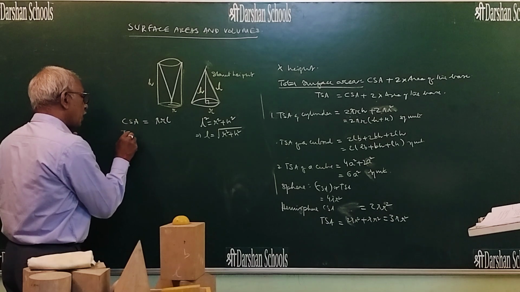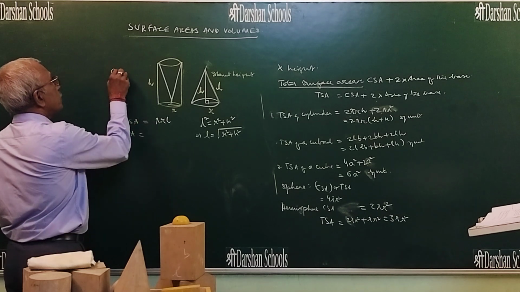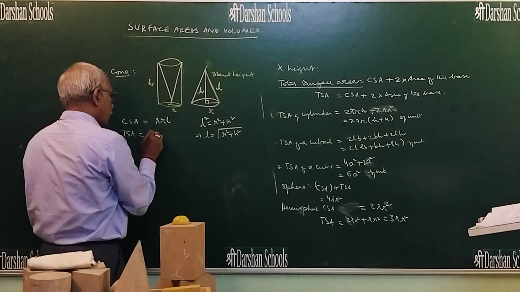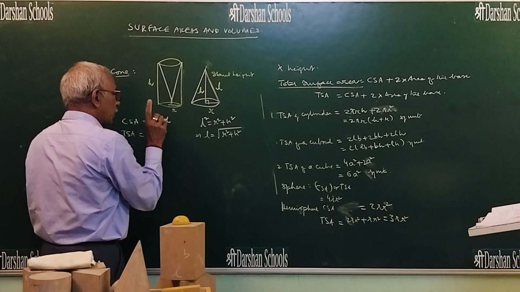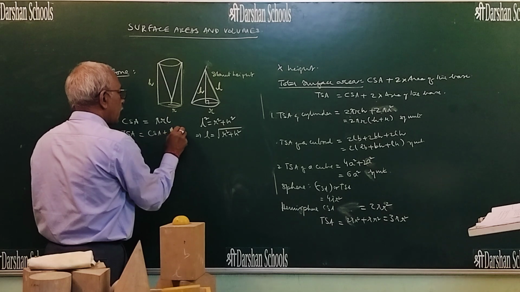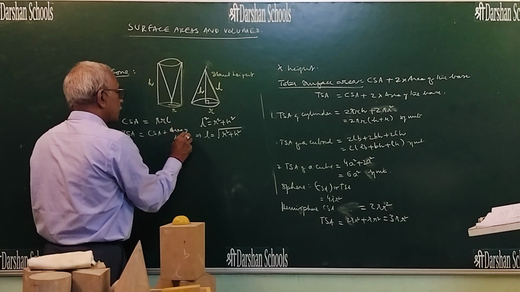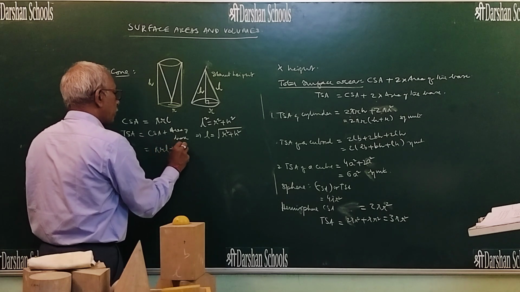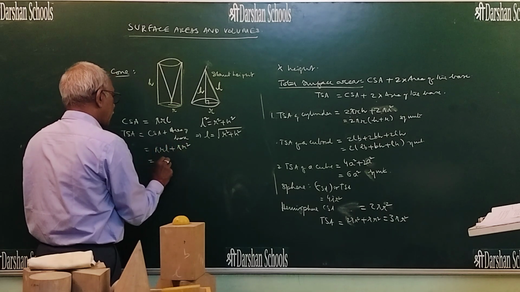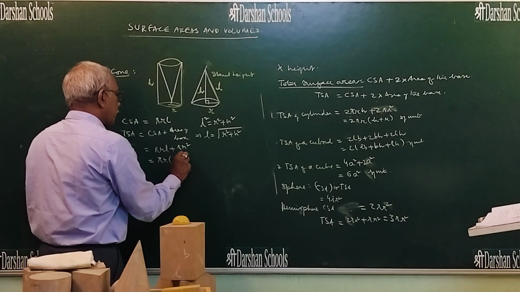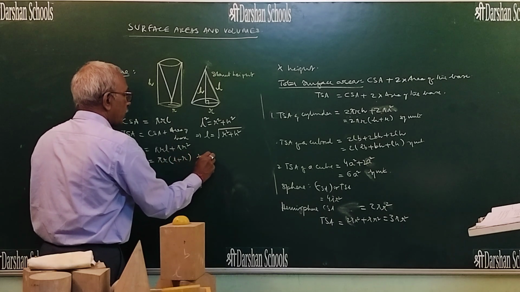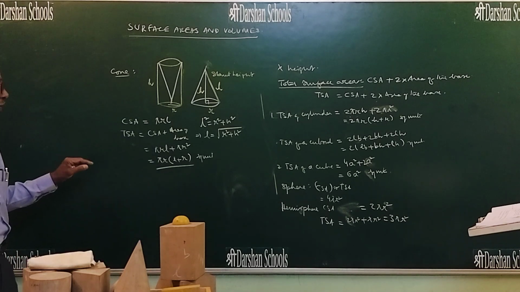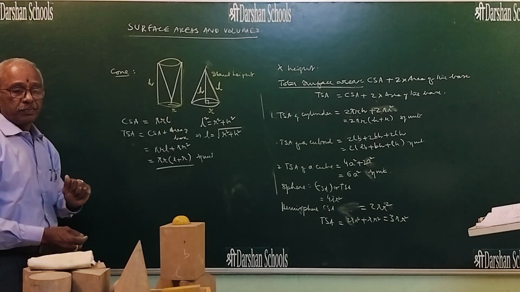Total surface area of a cone is given by curved surface area plus only one base. So the area of the base is pi r square, that is pi r L plus pi r square. If I take pi r common, it is pi r times L plus r, square units. This is the total surface area in the case of a cone.